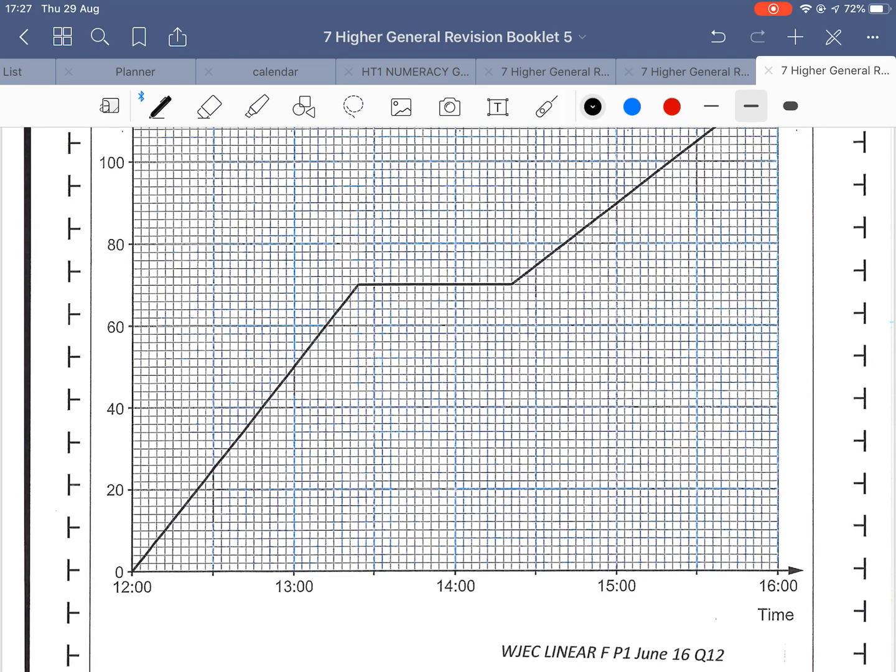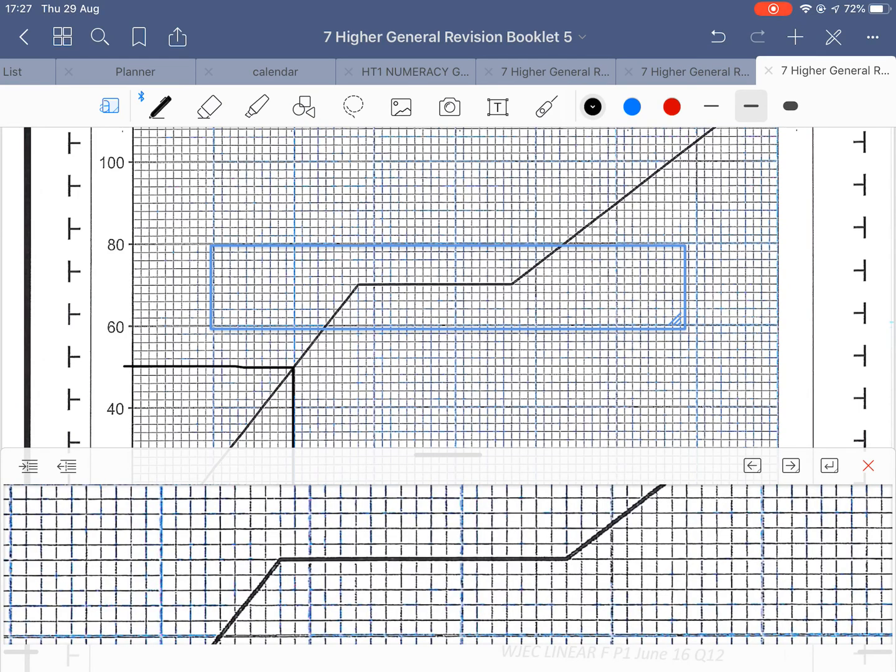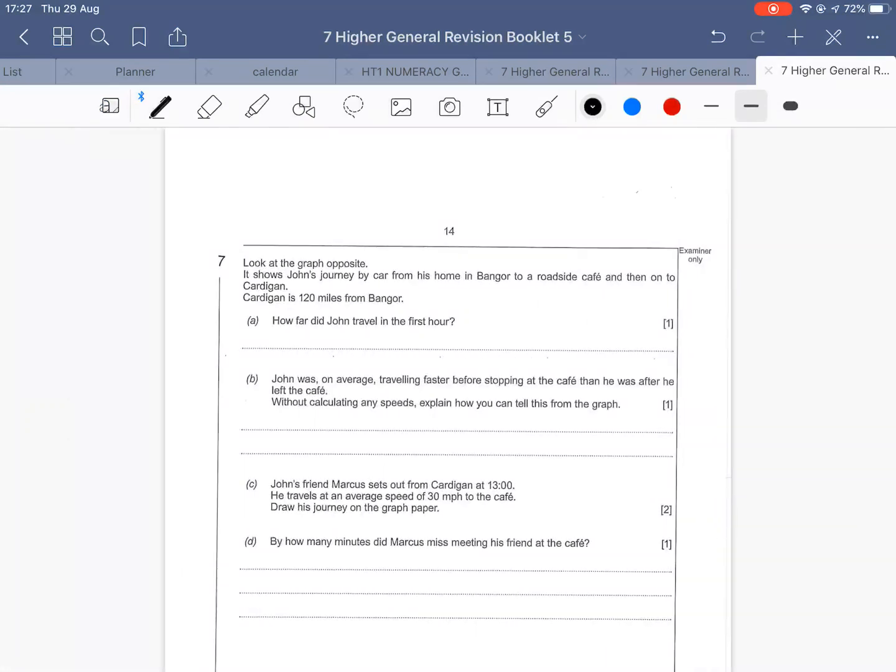Okay, so an hour's passed from 12 till 1 o'clock, so I just go, I mean I can see it, but go up from 1 o'clock, read across, so he's gone 50 miles. So the first one is 50 miles. John was, on average, travelling faster before stopping at the café than he was after he left the café. Without calculating any speeds, explain how you can tell this from the graph.